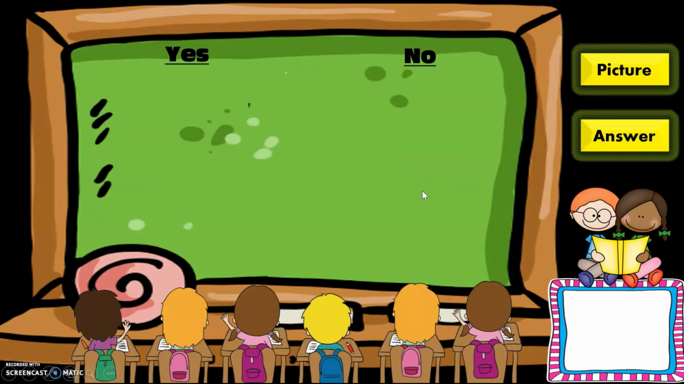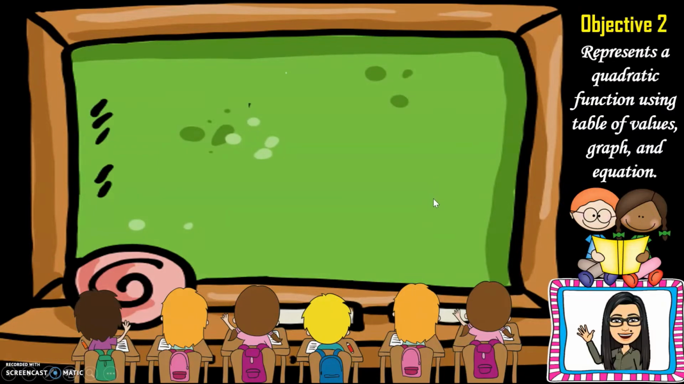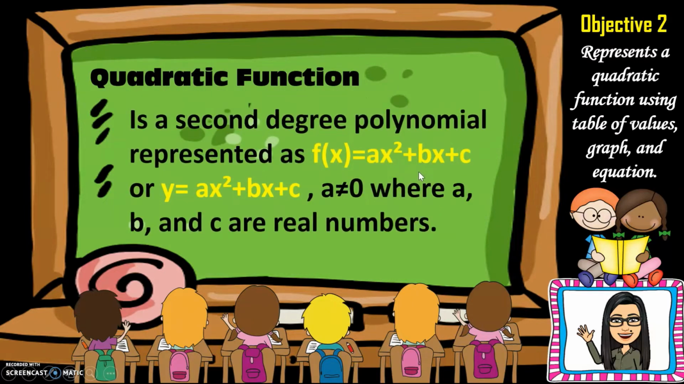Since we're done with our first activity, let's have the definition of a quadratic function. So a quadratic function is a second-degree polynomial represented as f of x is equal to ax squared plus bx plus c, or y is equal to ax squared plus bx plus c. A must not be equal to 0.